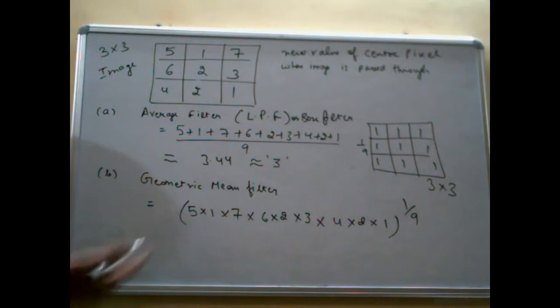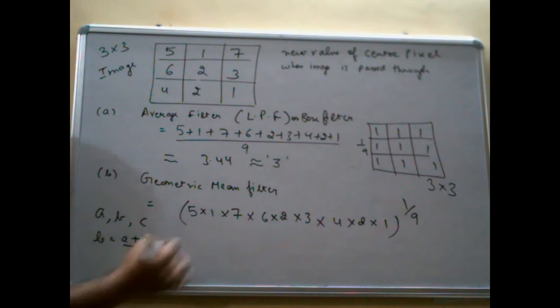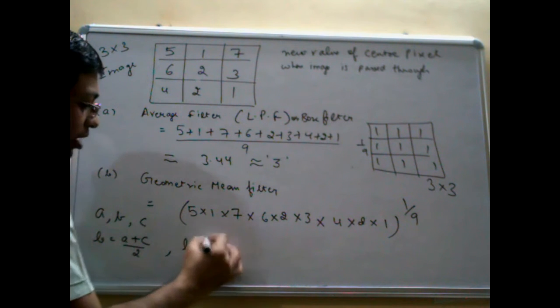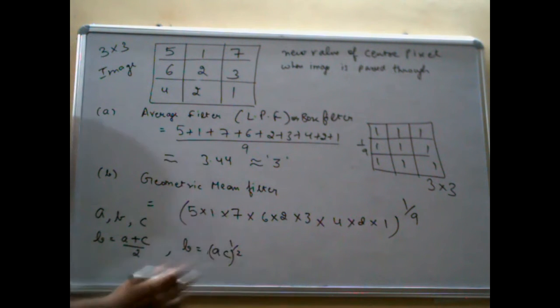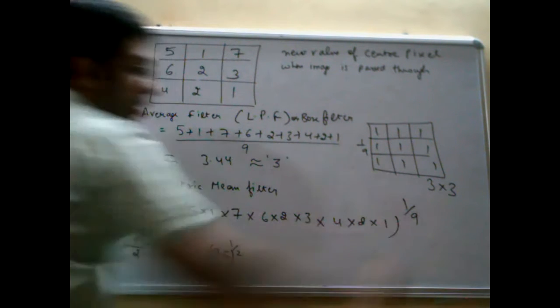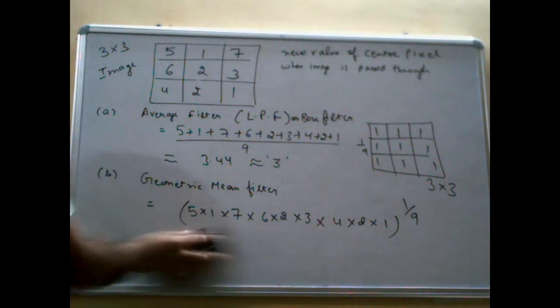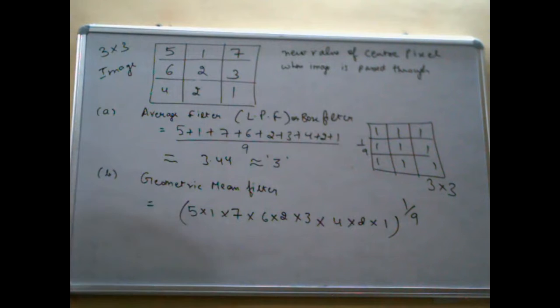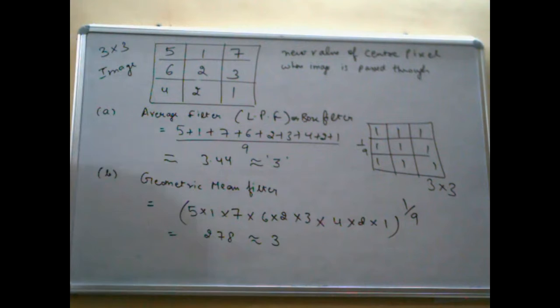This is how the geometric mean will be calculated. How to find the geometric mean if we are given 3 numbers? See here. If we have A, B and C, the center one is known as the arithmetic mean, given by (A plus C) by 2. And in case of GP, B is equal to the square root of AC. Two numbers are there, so it is raised to 1 by 2. And here we have 9 numbers, so you multiply all 9 numbers raised to power 1 by 9. We solve it and get the answer, 2.78. That will be approximately 3, because when you round off, the answer will be 3.